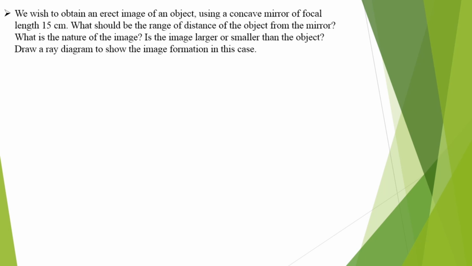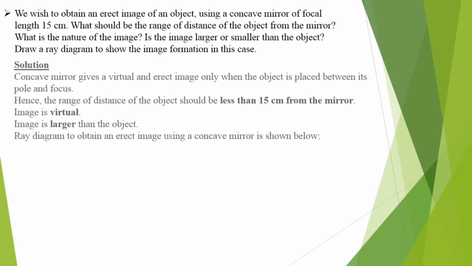Next one. We wish to obtain an erect image of an object using a concave mirror of focal length 15 cm. What should be the range of distance of the object from the mirror? What is the nature of the image? Is the image larger or smaller than the object? Draw a ray diagram to show the image formation in this case.